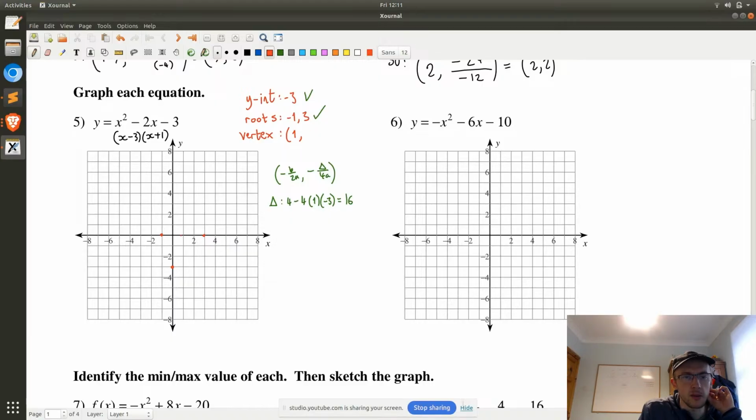And of course the line of symmetry, I can see it right there. I'm just getting used to the formula. Minus 16 over 4, so negative 4. So 1 comma negative 4. That's the vertex. Okay.